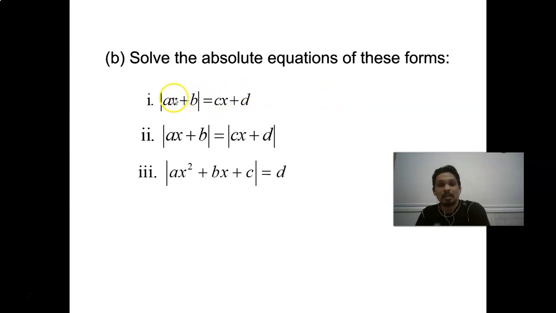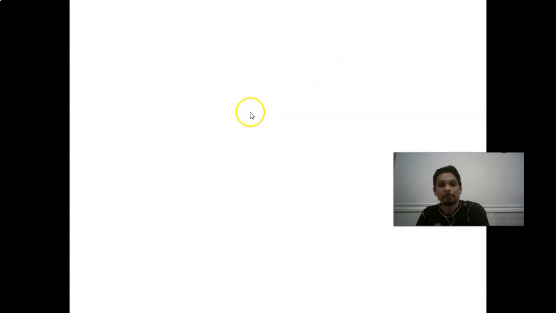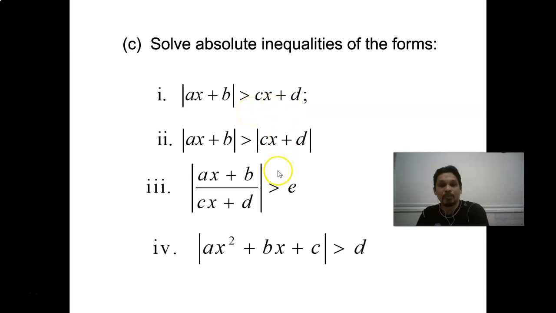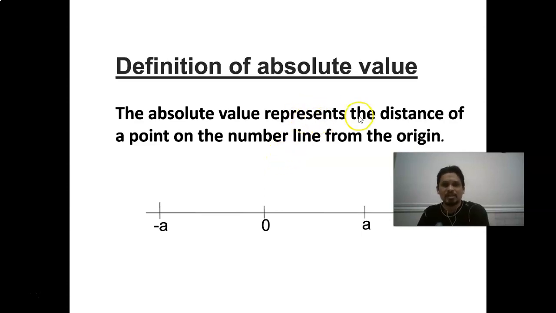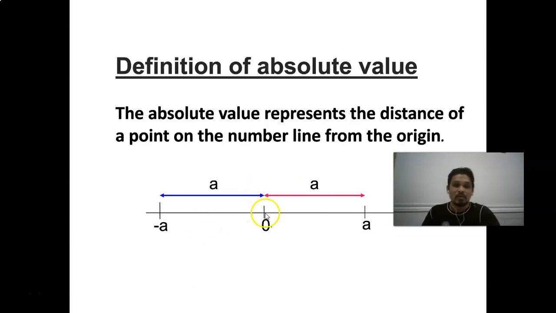So this is it. Absolute value of ax plus b equals cx plus d. So we are going to solve the absolute value equation of this form. The definition of absolute value represents the distance of a point on a number line from the origin point. I mentioned just now, from O to A is A units, from O to negative A is also A units. The difference is whether we move to the right, which is positive, or to the left, negative.